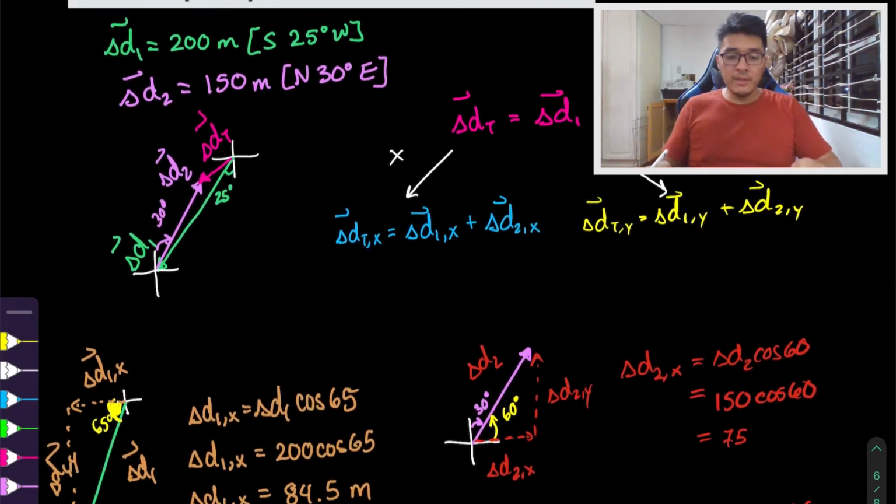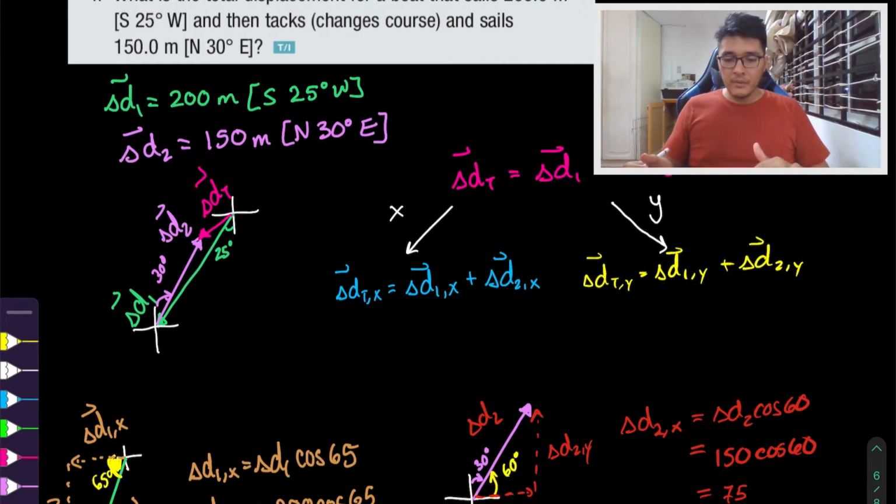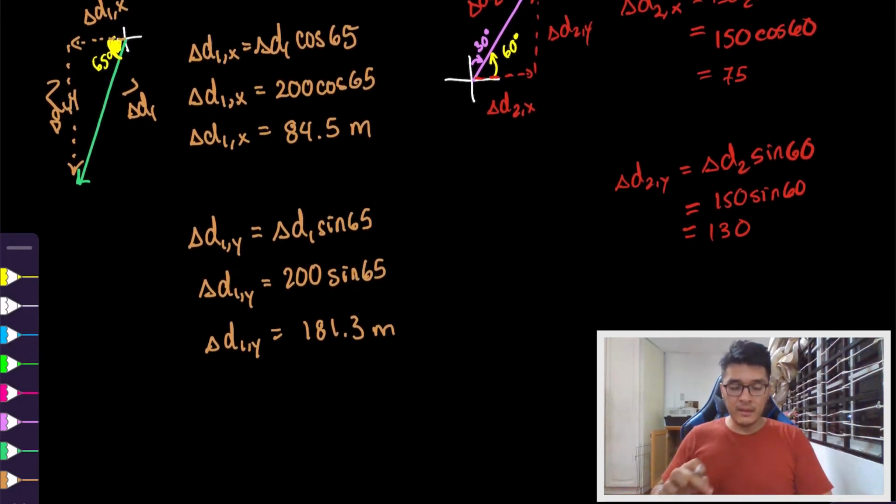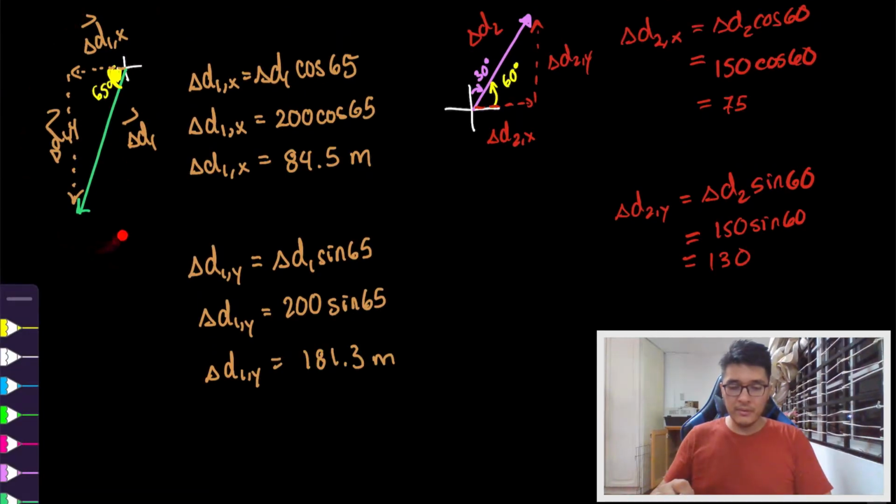All right, so you see the strategy so far. Whenever you want to add more than one vector, in this case adding two displacements to get a total displacement, we can just treat it component-wise. So use all of the components of x separately from all the components of y separately. That means we have to take our two vectors that we're starting with, and find the x components and the y components of each one.